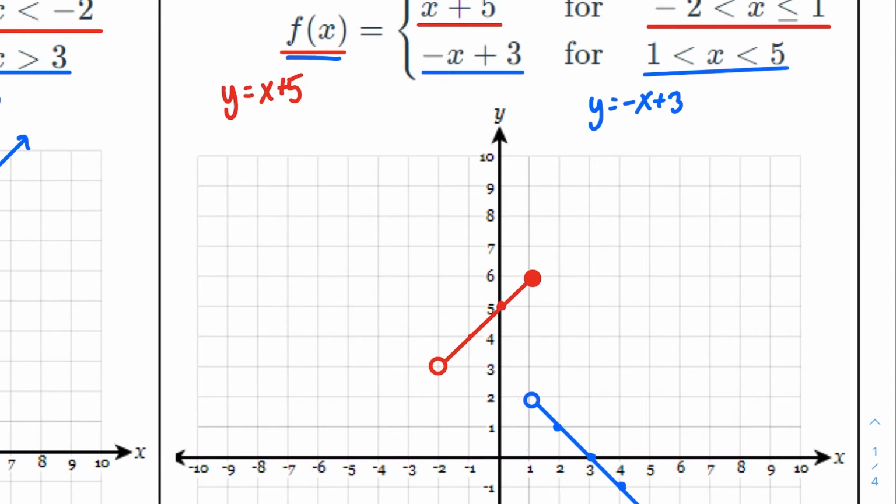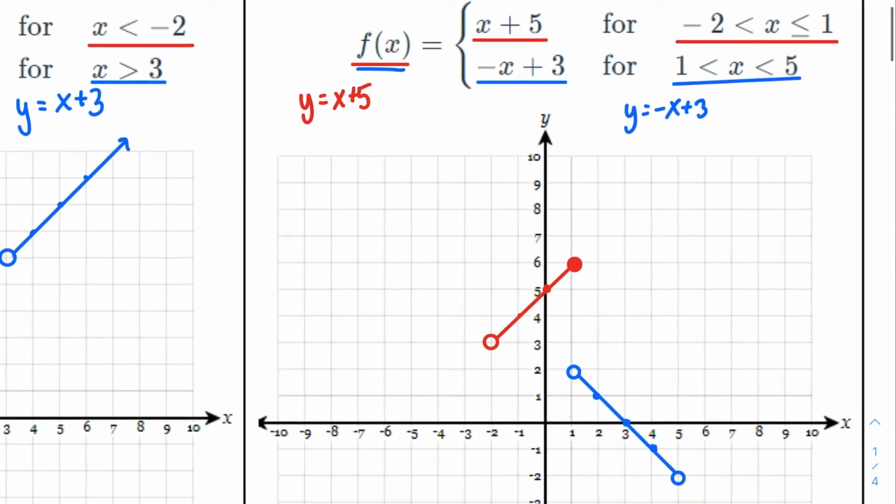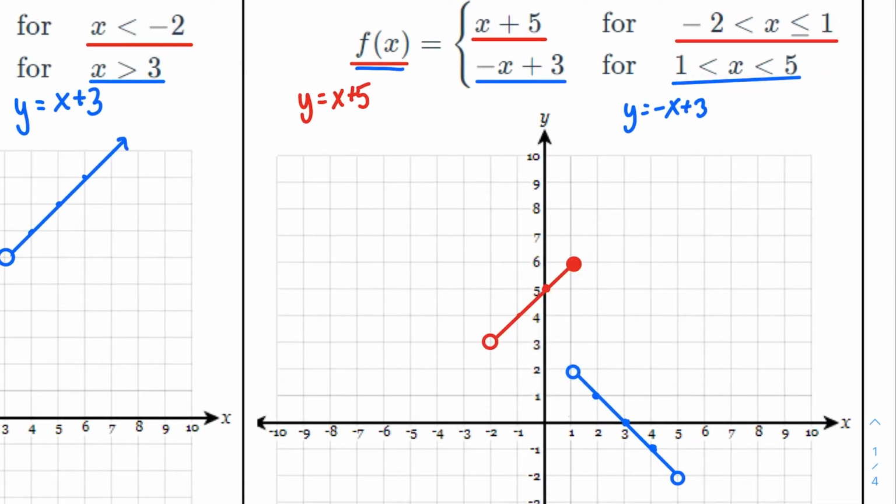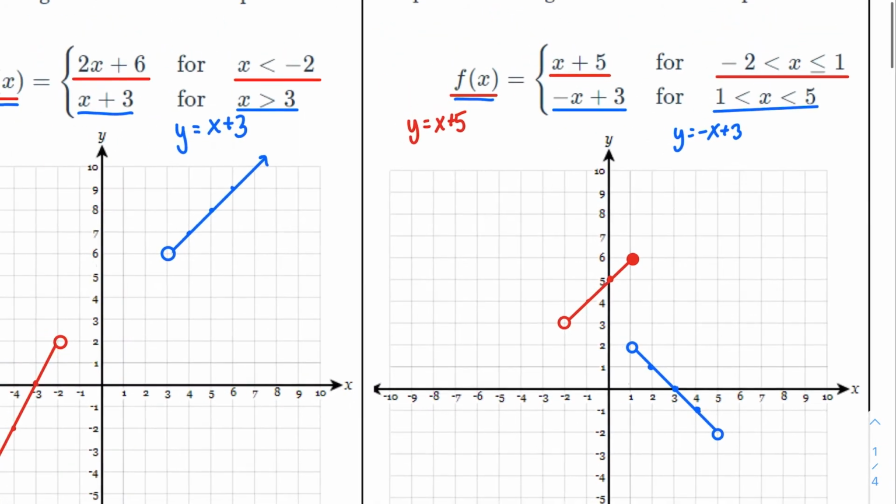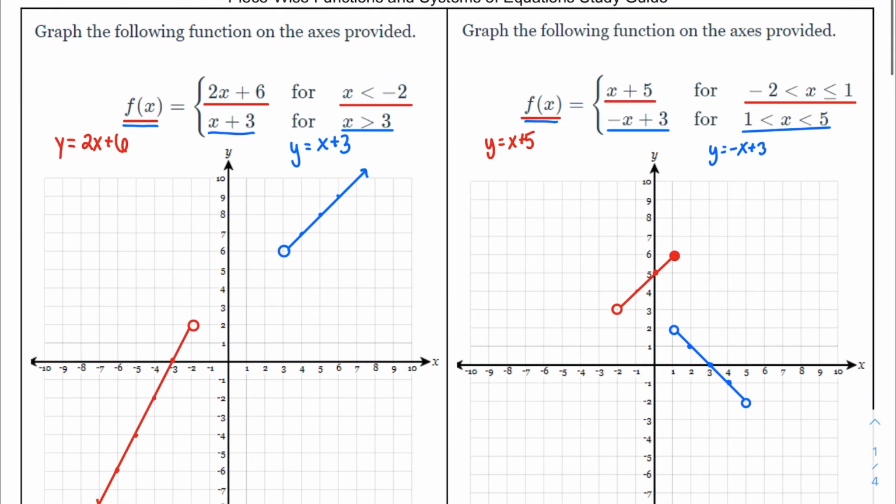Of course, you're welcome to plug these into your calculator, hit the second table button, and then get your XY coordinates and plot them. And then obviously erase for where the conditions don't apply. By conditions, we're talking about those if statements or for statements, for when x is something. So that's how we graph piecewise functions. You do it a piece at a time. You make sure you have the right line, and then you constrict the line to where the conditions tell you.